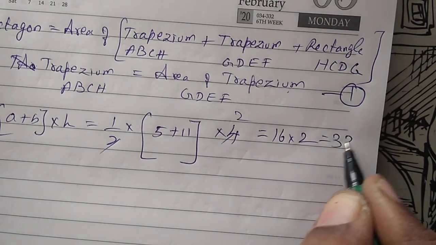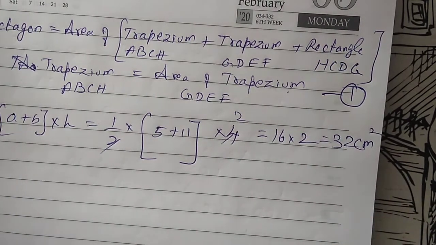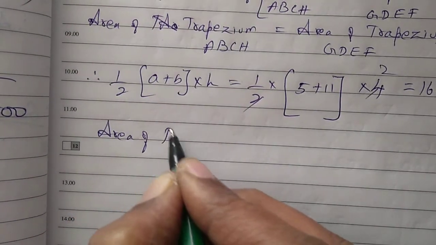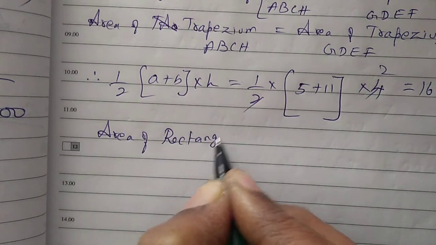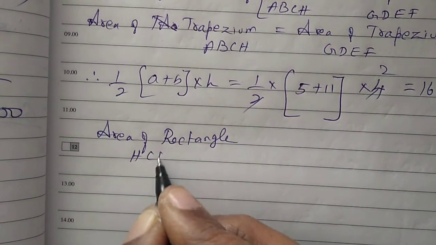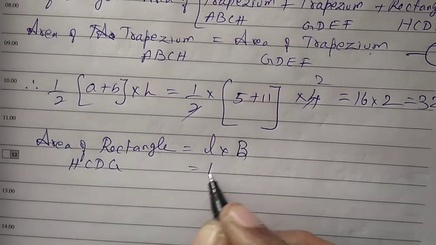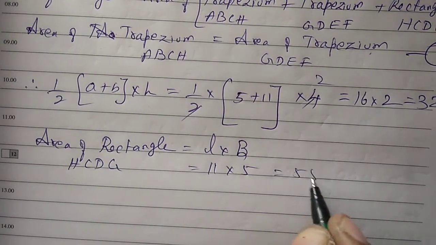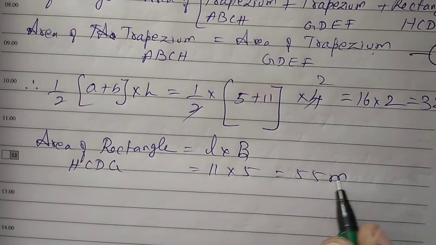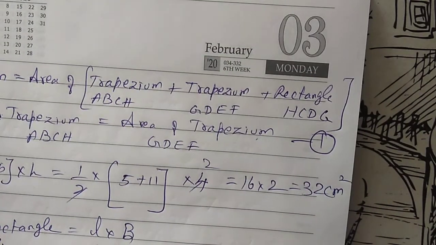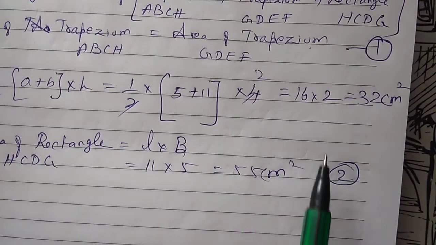Then I have to find the area of the rectangle HCDG, which is length into breadth, that is 11 into 5, 55 meter square. So we take this as the second equation. Now substitute all the things in the given formula.